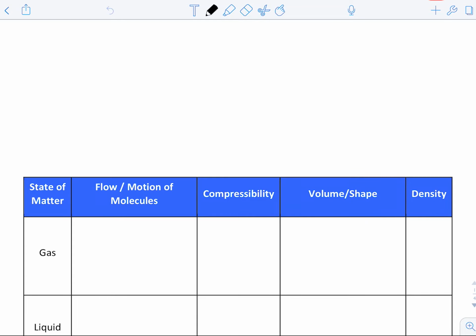Hello. In today's video we're going to be going over the states of matter. So hopefully, as you guys know, there are 3 states of matter, or 3 states we really care about in this class. So those 3 states are gas, liquid, and solid.